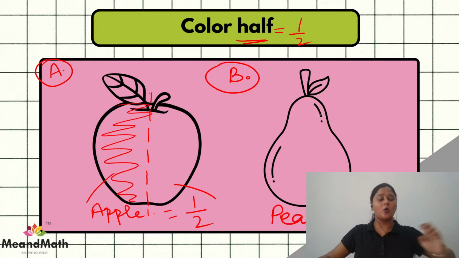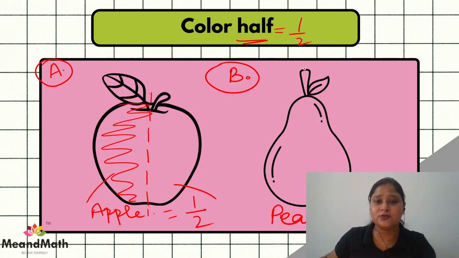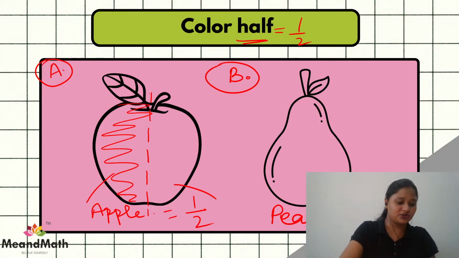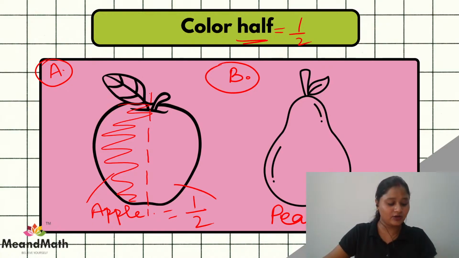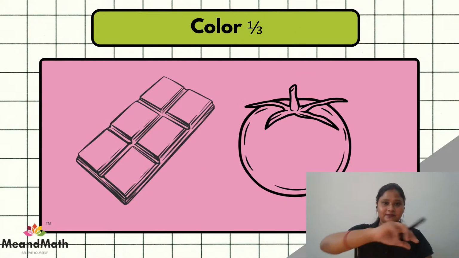So this is your homework. You have to cut this pear into half and you have to color one part because you have to color half. And in your regular class, you have to show this to your teacher. Whenever you're having your regular class in Me and Math, you will show this to your teacher that you have done this in your Sunday live session. Okay, I'm moving to the next one.